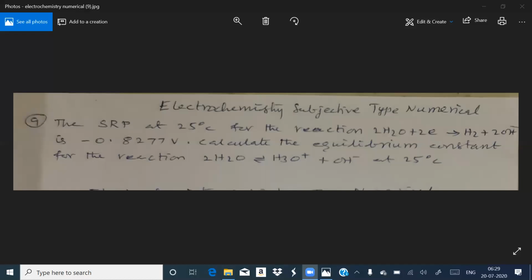Let us say electrochemistry subjective numerical. Ninth question, you see what is the given data. Let us read the question.